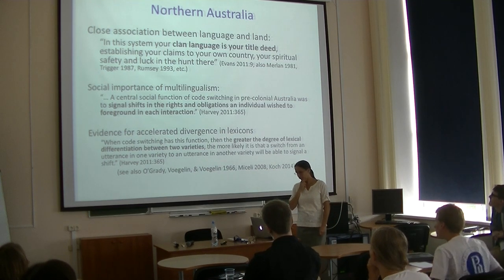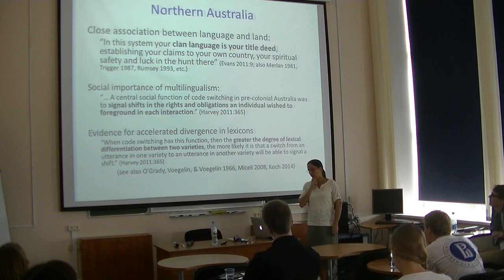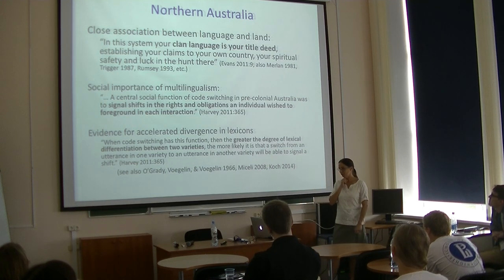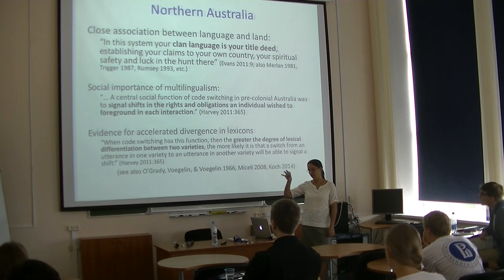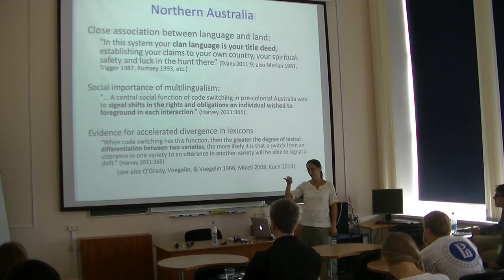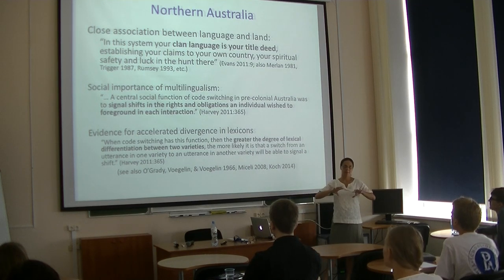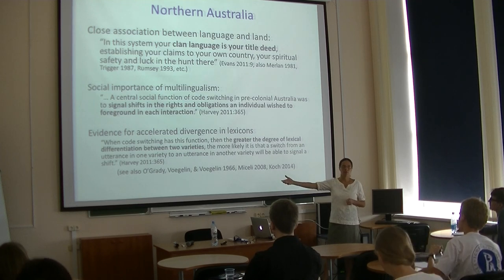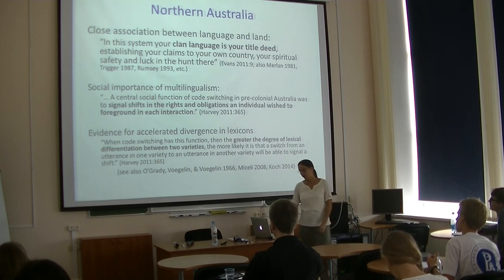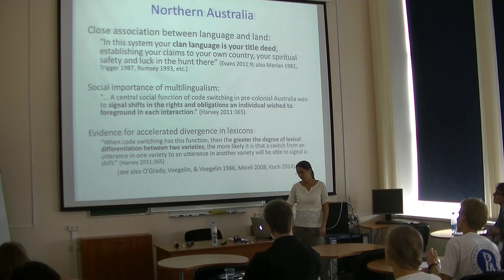Another point that comes up in the literature, so Harvey's work, for example, is that there was code switching in pre-colonial Australia, as far as he's been able to determine, and that it had an important social function in, as he puts it, signaling shifts in the rights and obligations that an individual wished to foreground in each interaction. So this is more like a social negotiation of your relationships with other people and the kinds of claims that you might make by those relationships. So, for example, access to resources in the territory that your mother comes from, something like that. And language has an important role in signaling your claim to those rights and obligations.